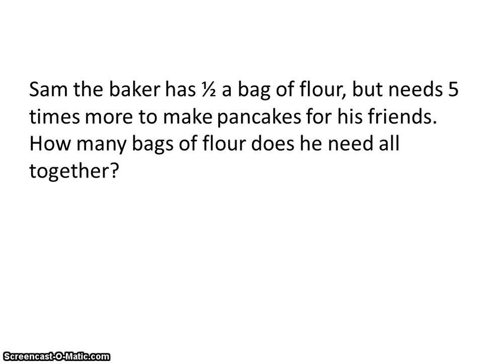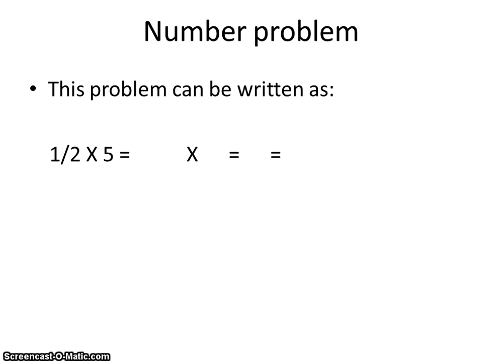Sam the baker has half a bag of flour, but he needs 5 times more to make pancakes for his friends. So how many bags of flour does he need altogether? This problem can be written as 1/2 times 5, which when multiplied straight across numerator and denominator would equal, that's right, 5 halves. And because it is an improper fraction and we need to make a mixed number, this would equal 2 1/2.